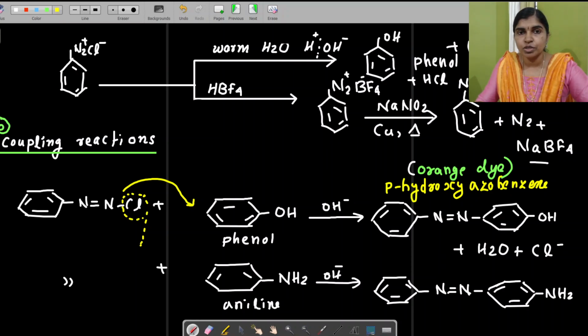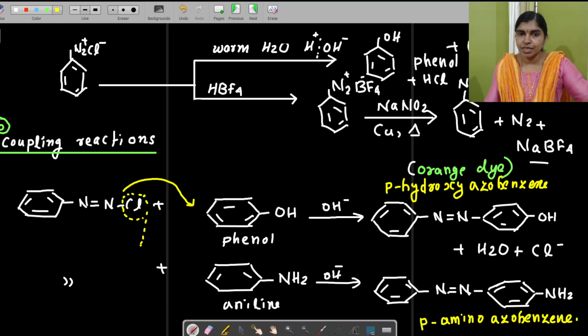Here at the para position amino group ആണ്. So name is para amino azobenzene. Here this is para amino azobenzene ആണ്. And this is a yellow dye. So this is a yellow dye ആണ്. This is yellow dye.